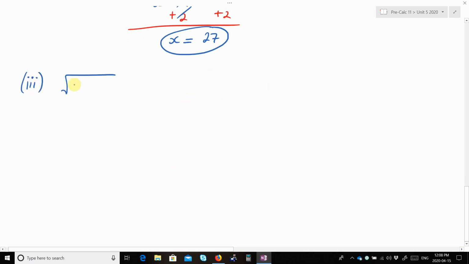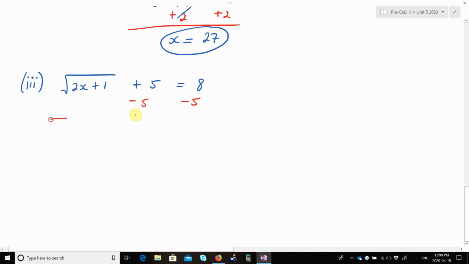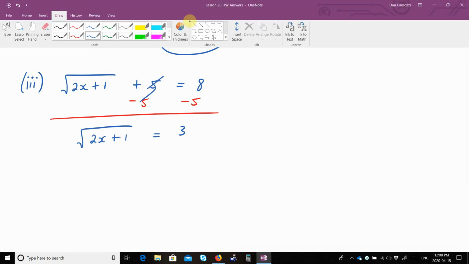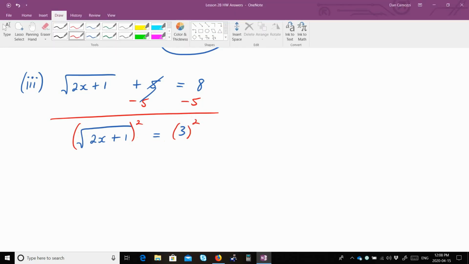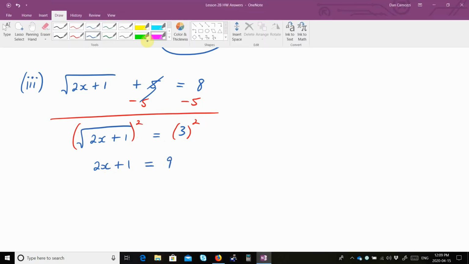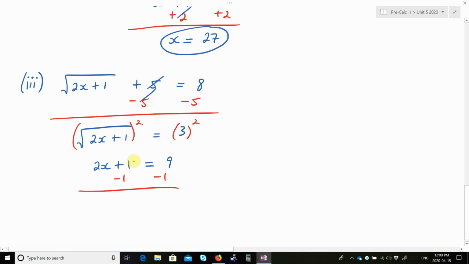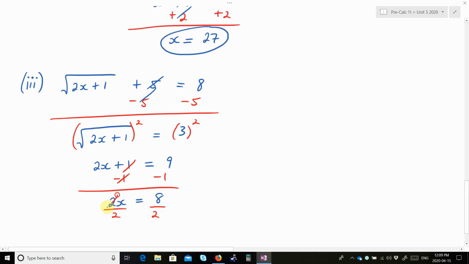Part 3, we have the square root of 2x plus 1 plus a 5 on the outside equals 8. Okay, isolate the radical. Eight minus 5 is 3. Square both sides. This will turn into 2x plus 1, and 3 squared is 9, and that's an easy two-step equation to solve. Subtract 1 from both sides. We will end up with 2x equals 8, so x will be 4, because you divide both sides by 2.